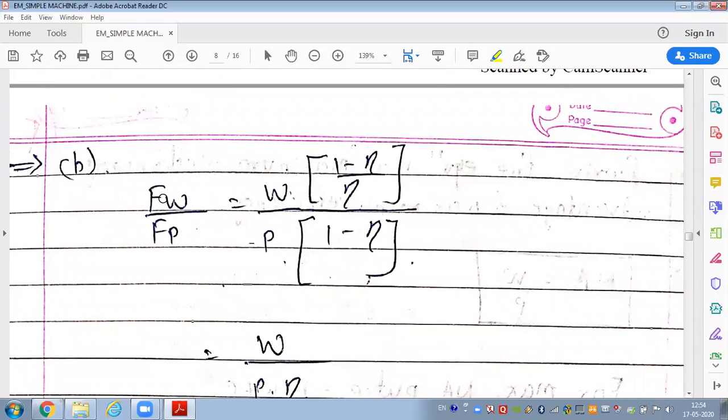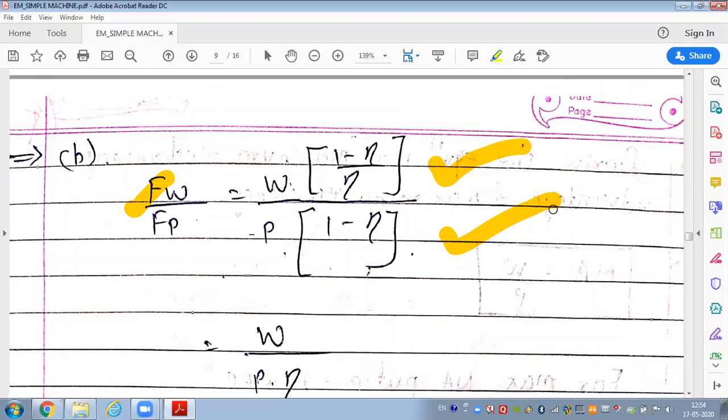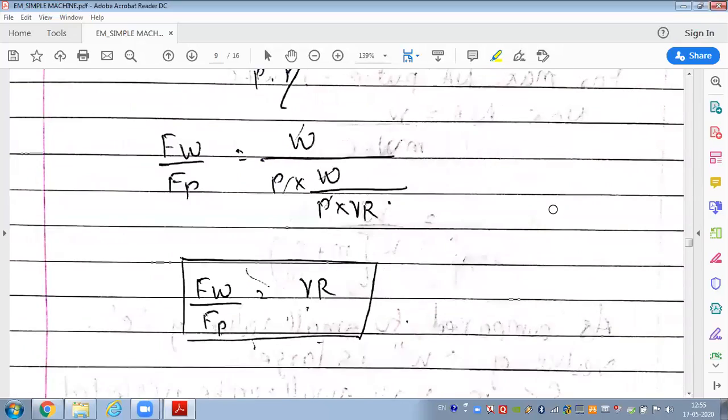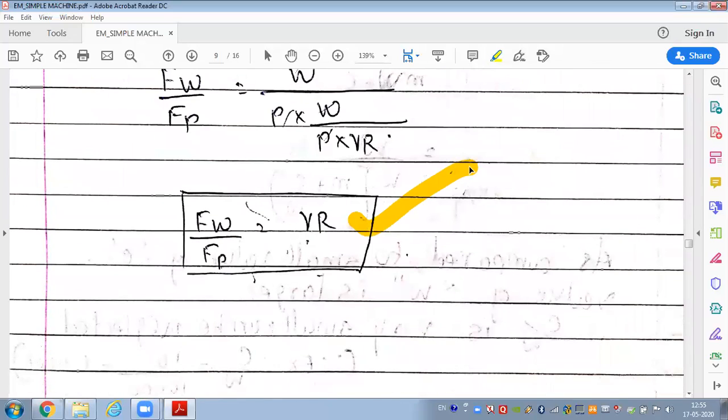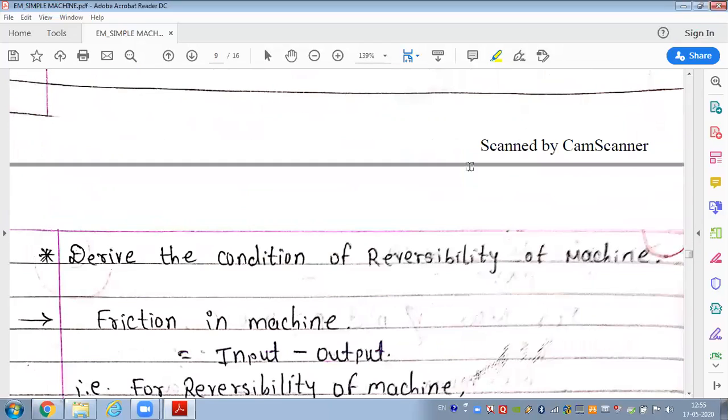So what is the ratio of Fw upon Fp? Load lost upon effort lost. Put both the values from the previous equations, and finally you obtain the equation in the form of velocity ratio. So this formula you can directly utilize for the calculation of examples. The ratio of Fw on Fp is nothing but VR. So if you know the value of VR, put this value and calculate any example related to a simple machine.